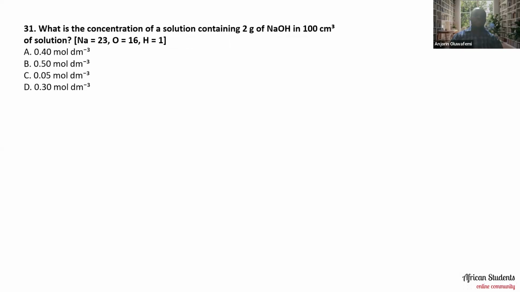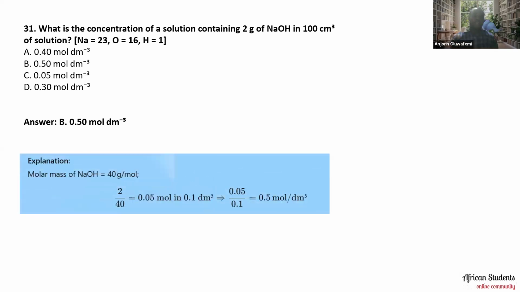So the next one says, what is the concentration of a solution containing 2 grams of sodium hydroxide in 100 cm³ of solution? Given the parameters that sodium relative atomic mass is 23, oxygen is 16, and hydrogen is 1. So when you do the calculation right, you should end up having 0.50 mole per dm³, which is option B. And how did we arrive at that?